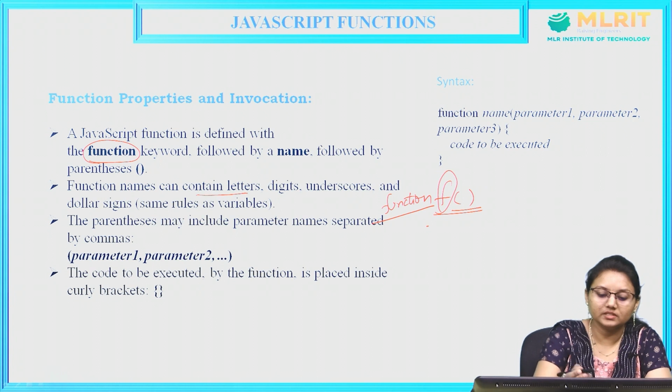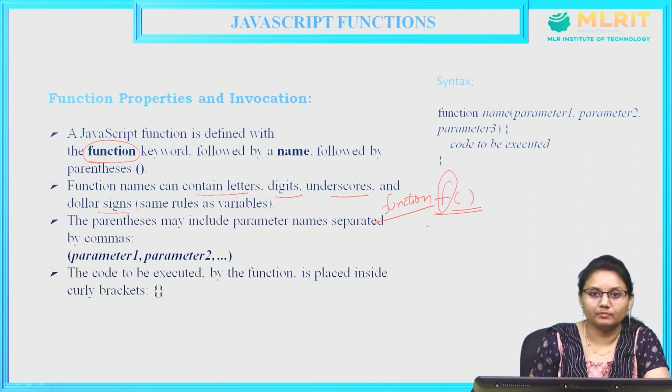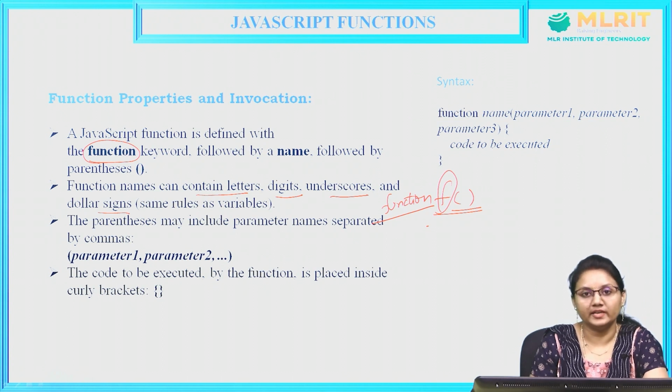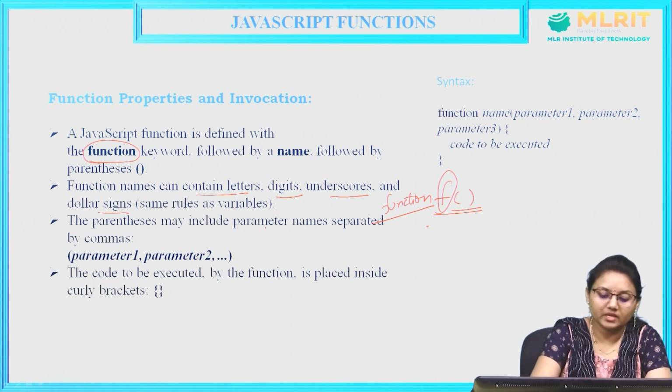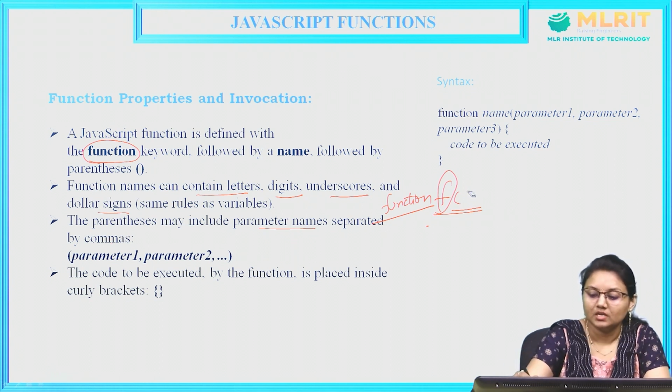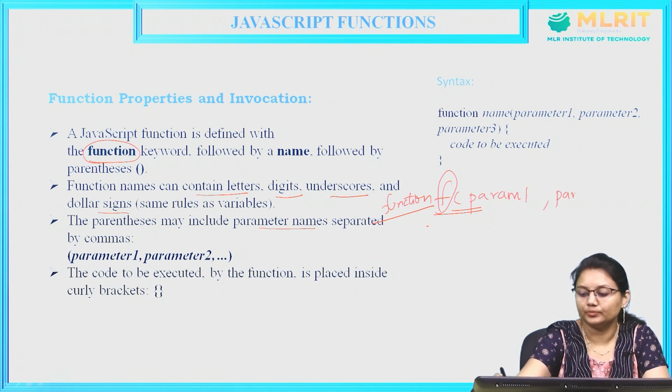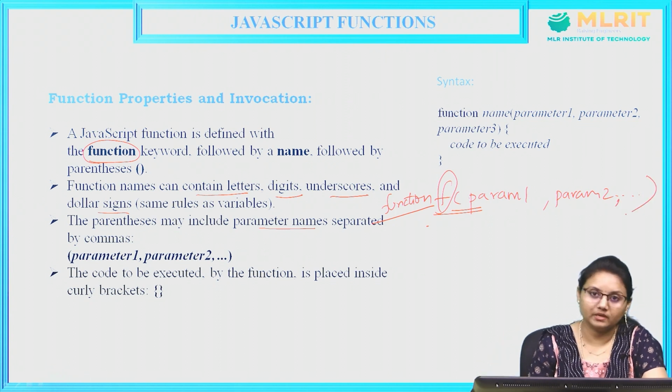A function name can contain letters, digits, underscores and dollar signs. Whatever variable naming rules we have, the same naming rules will be followed for functions also. Parentheses may include parameter names separated by commas. So, whatever parameters we are giving, here you can give parameter 1, parameter 2, like that. However many parameters you need, that many parameters separated by a comma you can give.